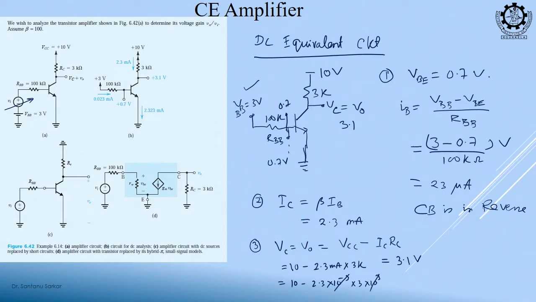See, this is simple, right? All of the steps: this is my first step, you consider the base voltage is 0.7. Then the second step is to find out the IB. Once you get IB, you come to IC. Once you get the IC, you get the V0. Next, what we arrive at is that the BJT is in active mode, that is confirmed.